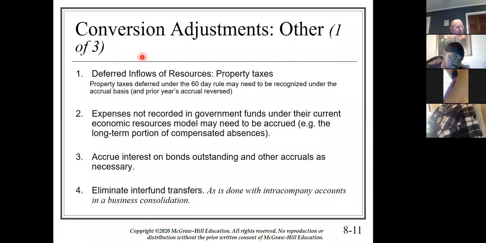Other conversion adjustments. Deferred inflows of resources, property taxes. Remember, previously we looked at the 60-day rule, which said that if property taxes were going to be collected more than 60 days after the budget period ended, they're not counted as a receivable, but as a deferred account. But for GAAP purposes, it should be a receivable. So they have to make an adjusting entry for that.